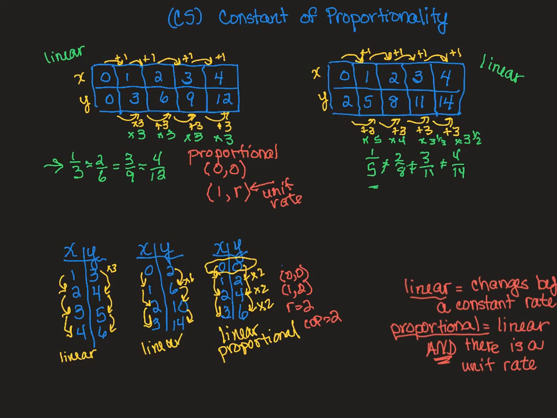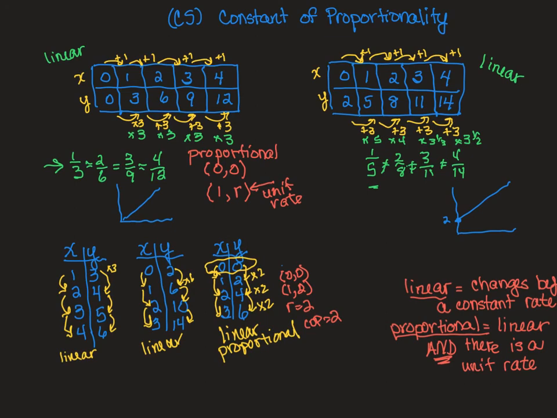Just on the side, I would like to note that the graph for this first one is going to look like this because it goes through 0, 0. That one is linear. This one that is not proportional is not going to go through 0. It's going to go through like this. It's going to be linear, but it's going to start at 2. Notice when x is 0, y is 2.